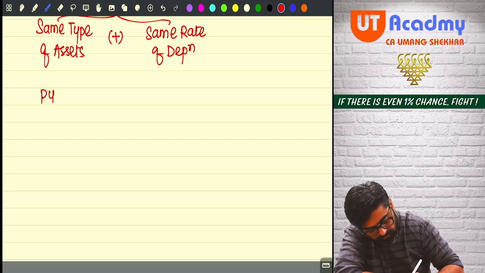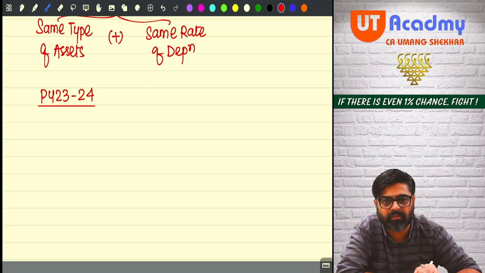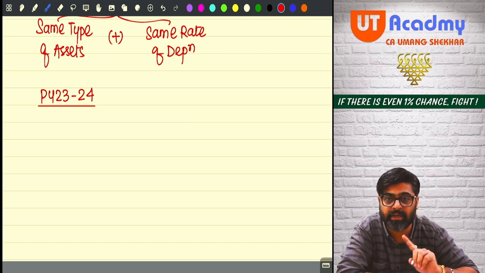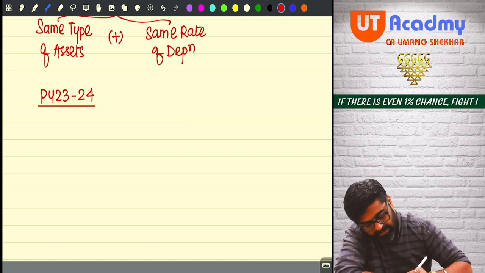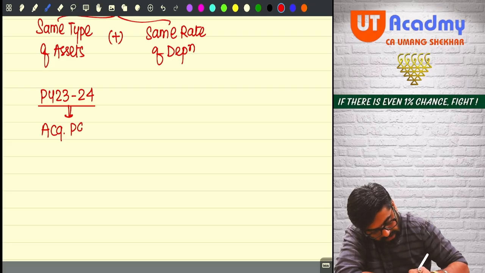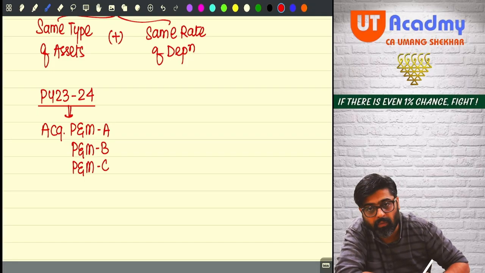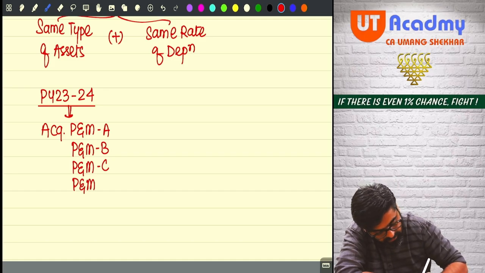During the previous year, 23-24, I'm talking about the last year. Last year, I started my business. In the last year, I acquired plant and machinery for my business. Plant and machinery A I acquired. Plant and machinery B also I acquired. Plant and machinery C also I acquired. And I acquired plant and machinery D also.